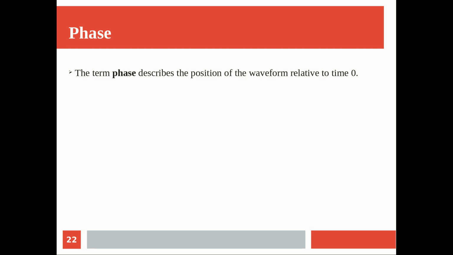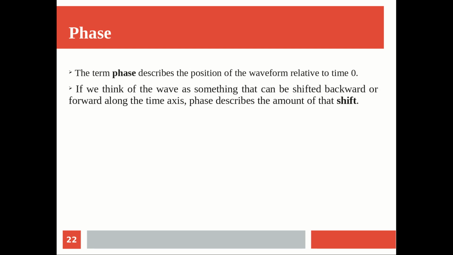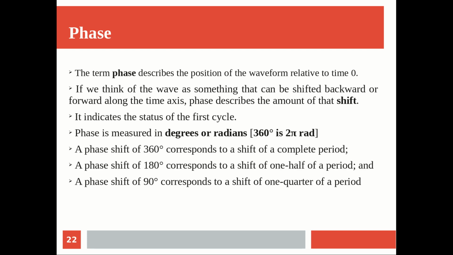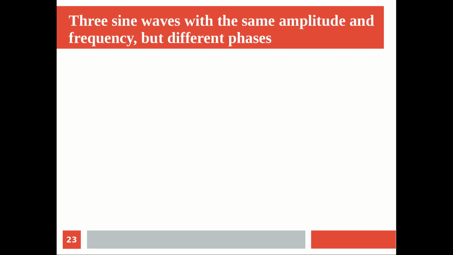The term phase describes the position of the waveform relative to time 0. I'm just reading. If we think of the wave as something that can be shifted backward or forward along the time axis, phase describes the amount of shift. So, let me take an example and show you.